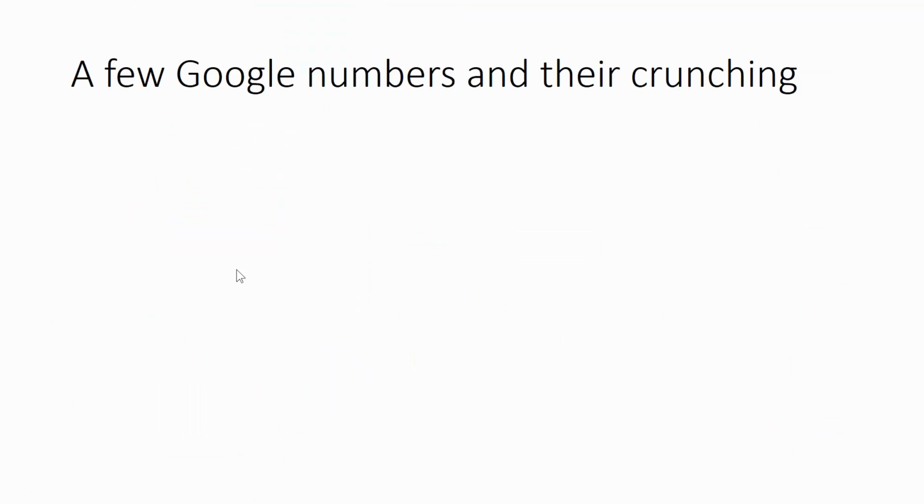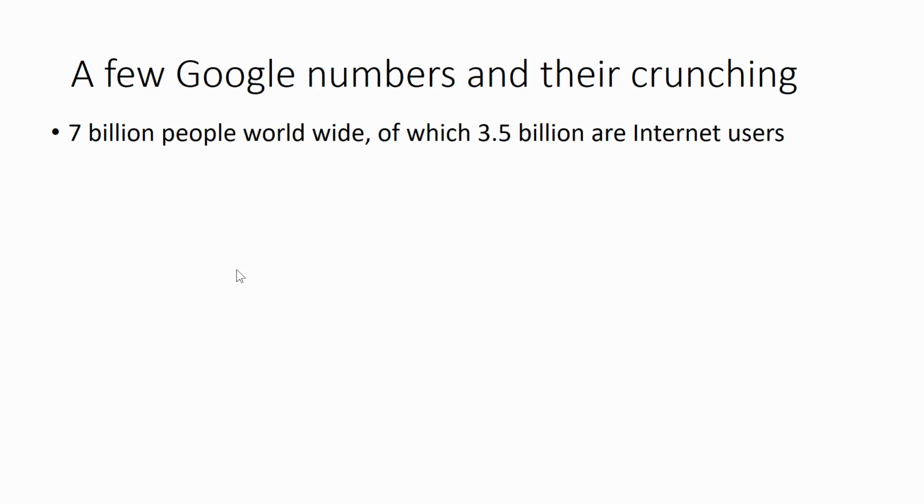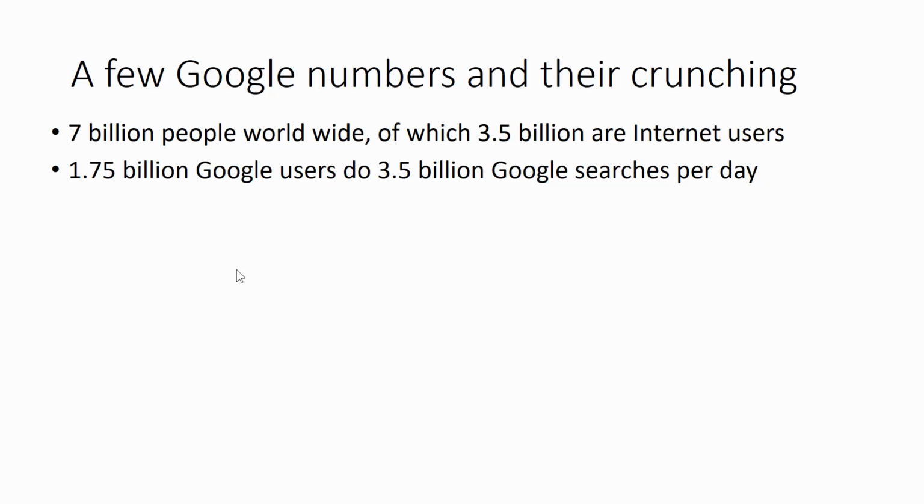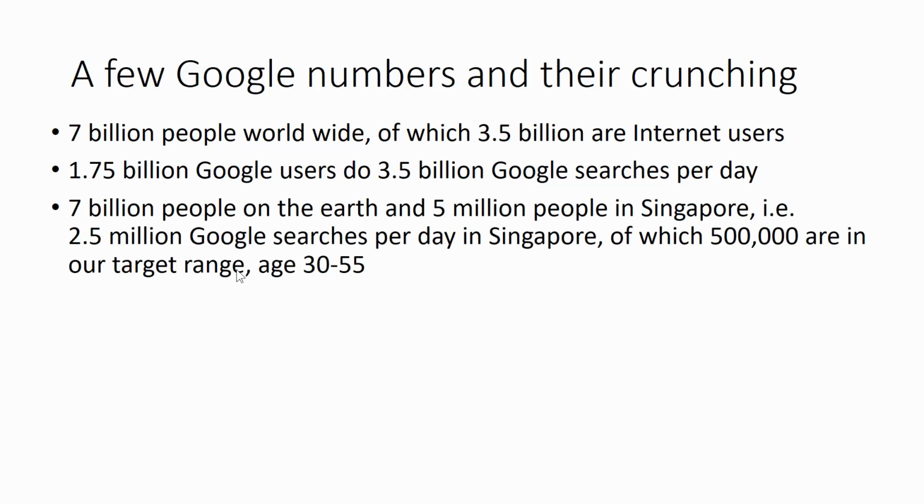Let's look at a few Google numbers and let's crunch them. In August 2017, there were 7 billion people worldwide, of which 3.5 billion are internet users. Of these 3.5 billion internet users, about 50% are Google users. And these 1.75 billion Google users do 3.5 billion Google searches per day. This is a lot. Now, we have 7 billion people on the earth and 5 million people in Singapore.